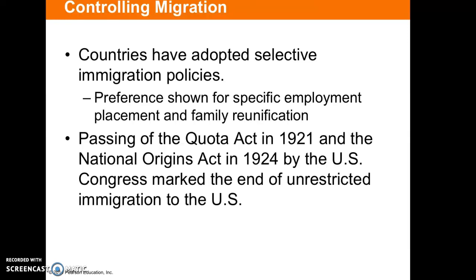So lots of countries have adopted selective immigration policies. So there's usually preferences shown for specific employment or family reunification. And we have had different quotas and immigration laws in place since 1921, followed by the National Origins Act in 1925. And so since the 1920s, we've really had a quota on immigration.